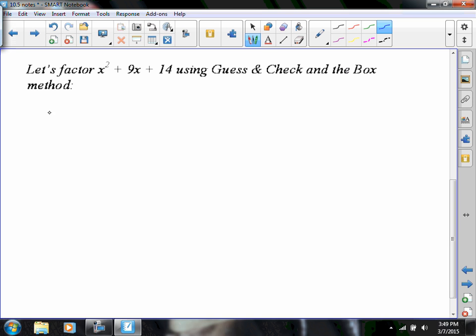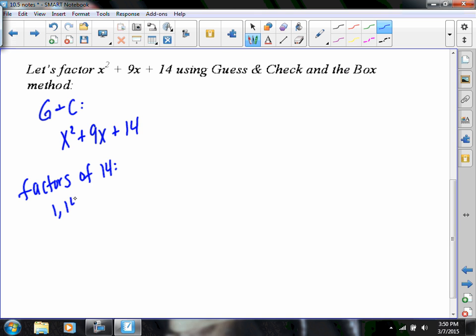So if we're going to do our guess and check, I'll just call it G and C. We're going to have our x squared plus 9x plus 14. Now we need the factors of 14. So sometimes when we're starting this off, students make a little list, like 1 times 14 and 2 times 7. Now you could also write down 7 times 2 and 14 times 1, but they're the same pairs as what we have written here. Okay?